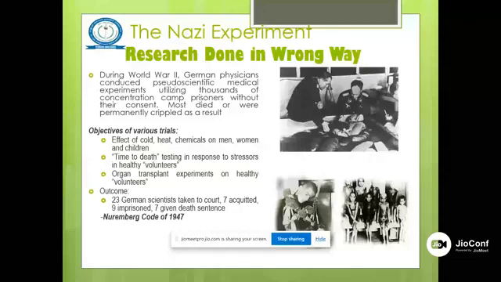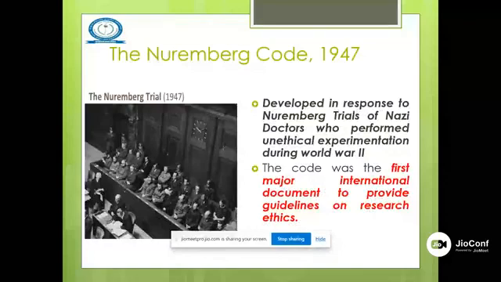So the outcome of these Nazi experiments, which were an example of research done in a wrong way, was that 23 German scientists were taken to court, 7 were acquitted, 9 imprisoned, and 7 were given a death sentence. So this Nuremberg trial led to the emergence of the Nuremberg Code. The Nuremberg Code was developed in response to these trials, which dealt with unethical experimentation during World War II. And the code was the first major international document to provide guidelines on research ethics.